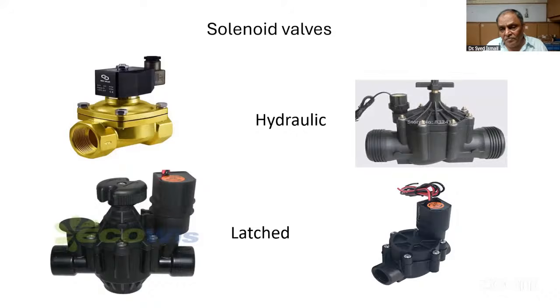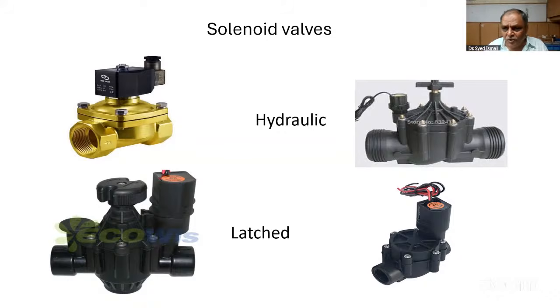Solenoid valves are very heavily used in agriculture. There are different types of solenoid valves. Normal solenoid valves are on the top left corner, and you have the hydraulic solenoid valves used for irrigation. Solenoid valves mean when you give power, it will cut off, or when you give power on the other side, it will turn on. This is one type of solenoid valve.